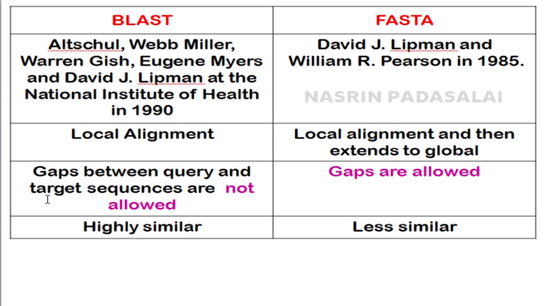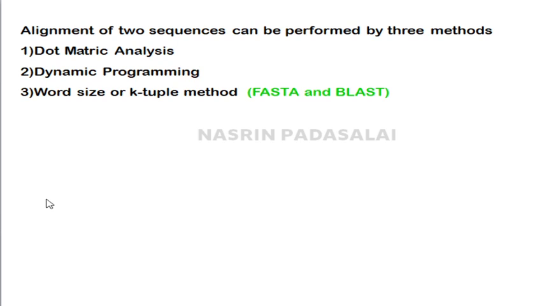Pearson in the year 1985. BLAST generally follows a local alignment, and FASTA also follows a local alignment, but after the next stage it will be extending to global alignment. So both the global alignment and local alignment are possible in FASTA. Next, gaps between a query sequence and target sequence are not allowed in BLAST, whereas in FASTA they are allowed. BLAST is generally for highly similar or closely related sequences, whereas FASTA is for less similar or more distantly related sequences.